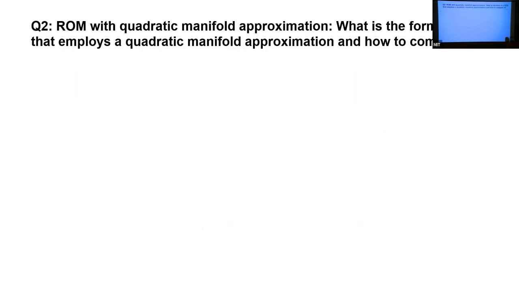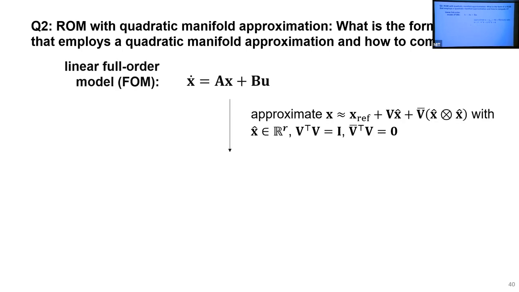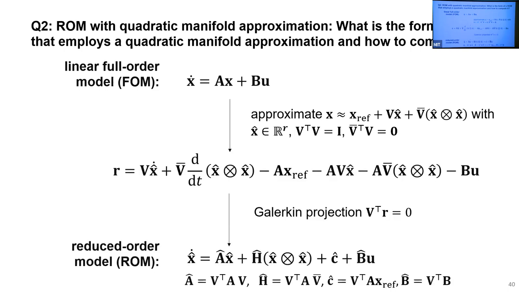Okay, but now we still need to answer the second question: you can do all of this, so what does it mean for the reduced model? This is where I think it's really pretty cool. Go back to the linear full-order model, X dot equals AX plus BU. Substitute in now X is VX hat plus V bar X hat squared. Go through the machinery of computing the residual and doing the projection. The reduced order model from a quadratic manifold approximation of a linear system is a quadratic system. So what did the quadratic approximation do? It introduced a quadratic term in the reduced order model that wasn't there in the full model.